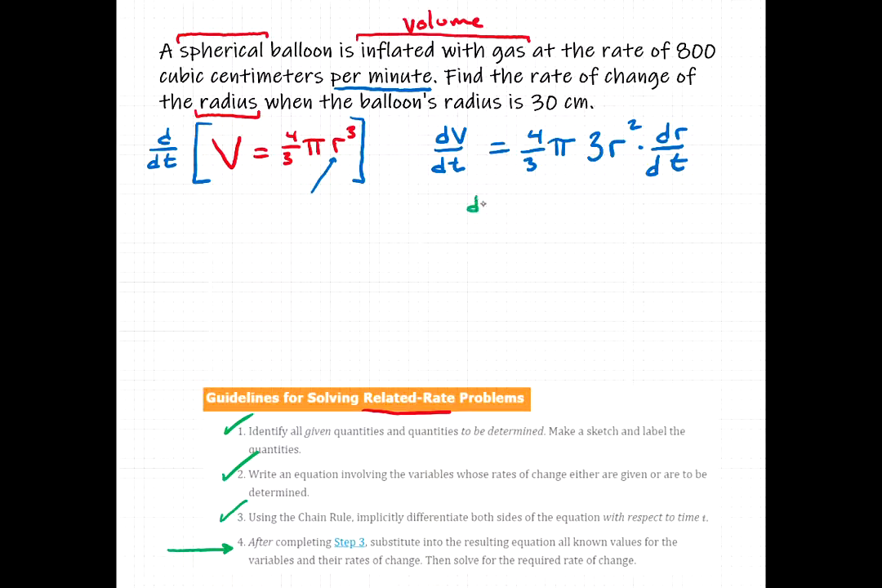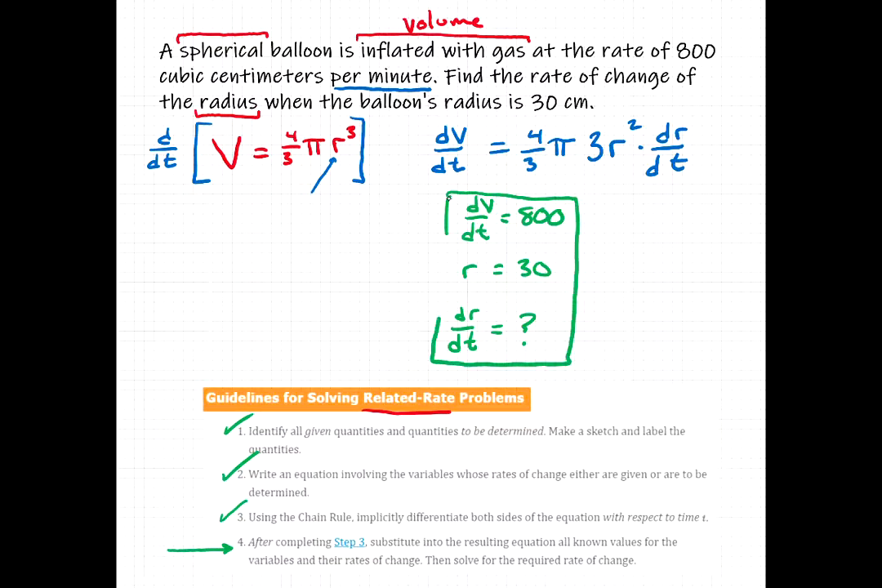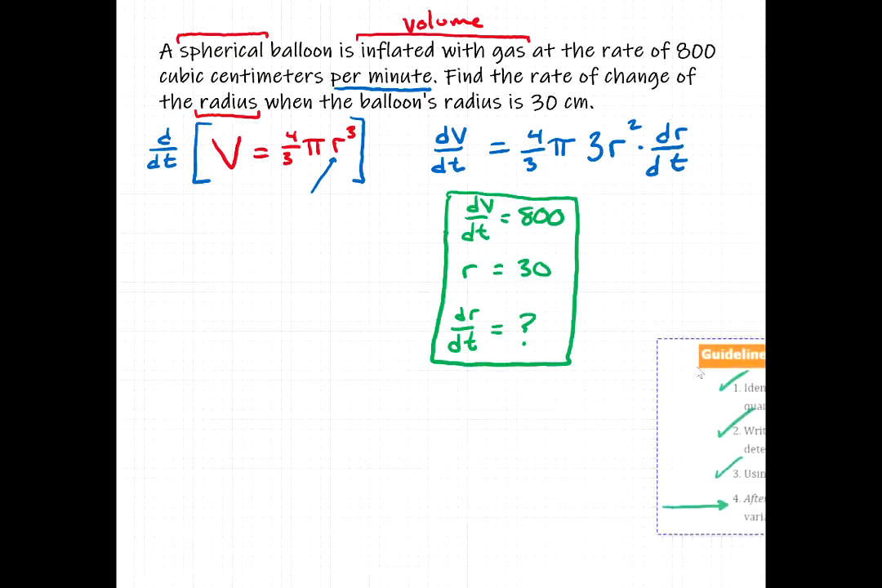So we're given dV/dt is equal to 800. We're given r is equal to 30. And dr/dt, the rate of change of the radius, that is what we're looking for. Okay, so this is what we're working with. All right, let's get this out of the way.